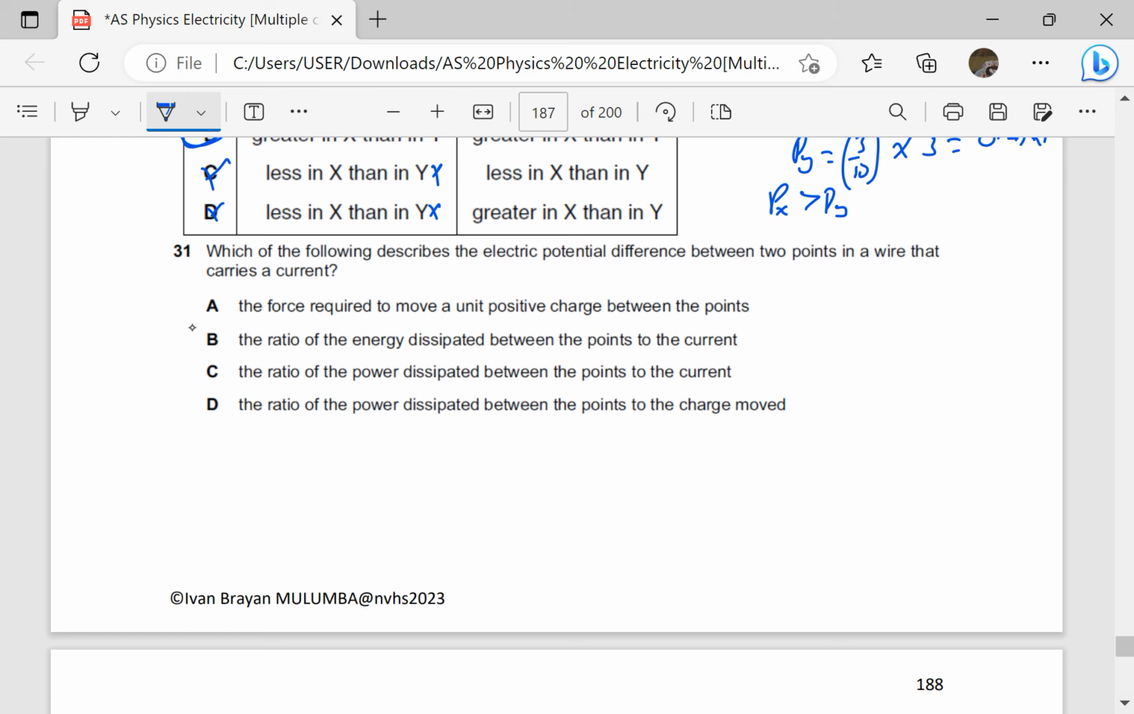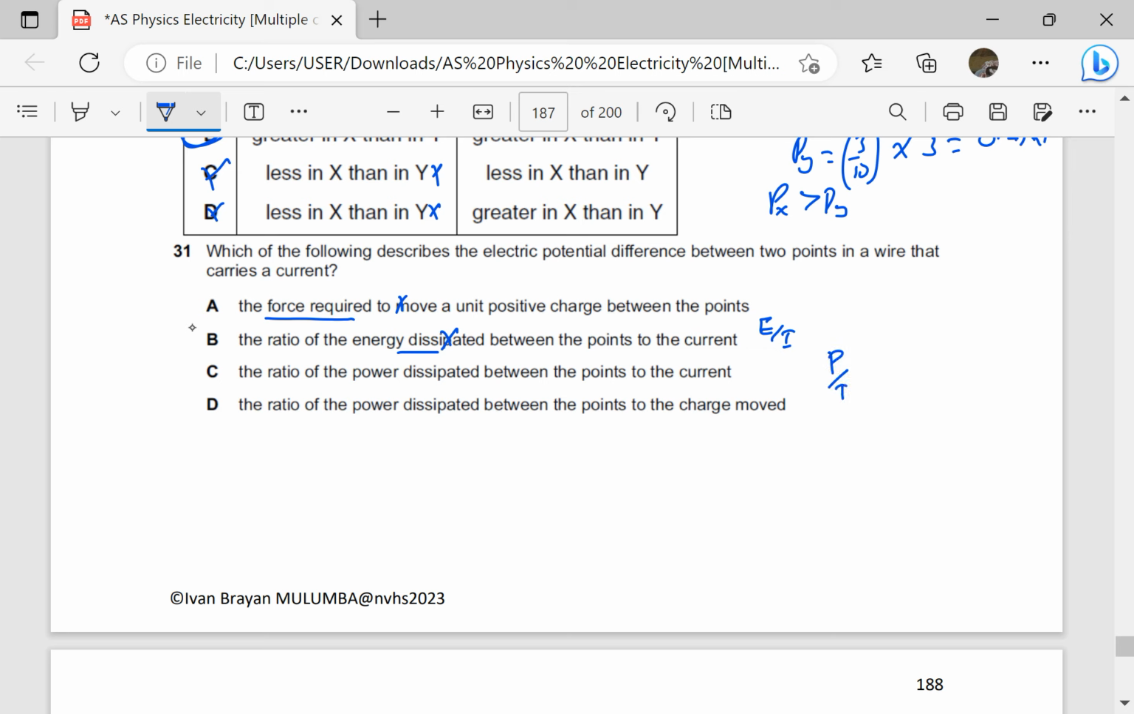Which of the following describes the electric potential difference between 2 points in a wire that carries a current? Electric potential difference. Okay. The force required to move. Electric PD is not the force. The ratio of energy dissipated per current. Energy over current, that is not PD. The ratio of power dissipated between the points to the current.